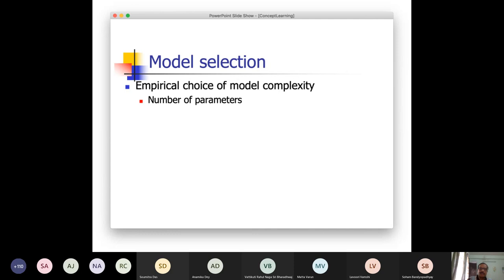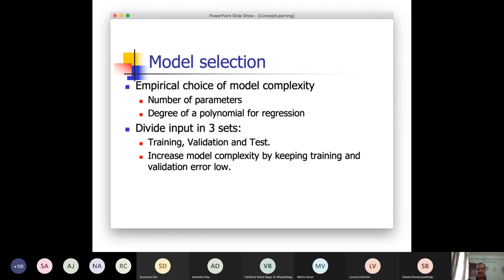I talked about model selection, as you see, the number of parameters, for example the degree of a polynomial for regression. Now this is a concept: we divide the input into 3 sets, training, validation, and test set. When you develop the model, you use the training set for developing it and test on the validation set and iterate, so that both the validation error and training error are small. Once it is done, the performance is tested on the test data set.